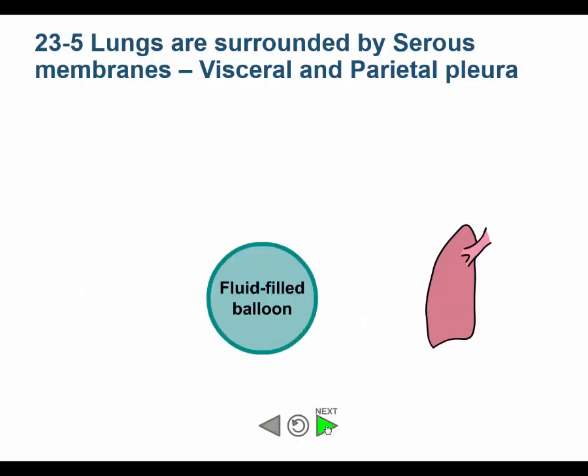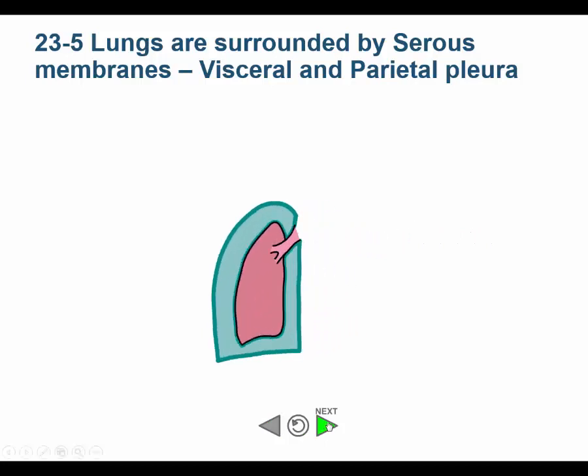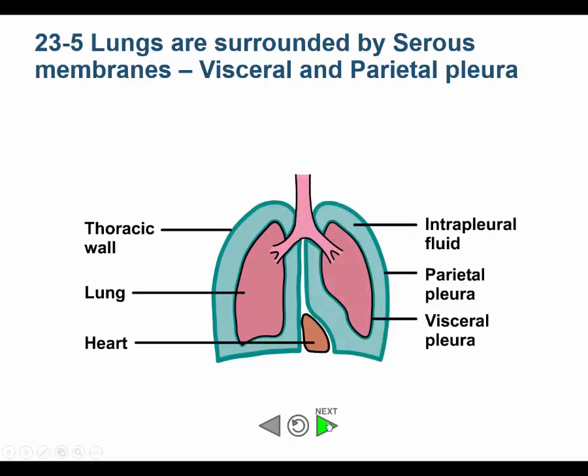The pleural membrane surrounding the lungs. It's like a fist in a balloon, or a lung in a balloon in this case. And you'll recall that with the serous membranes, we have a visceral membrane directly touching the organ, and we have a parietal membrane that's not touching the organ. In the case of the lungs, the visceral and parietal membranes are called pleural membranes, so visceral and parietal pleura. And this space in here is the pleural cavity, but it's a potential space, not a real space. It has a thin, watery fluid in it, and it's a serous fluid.